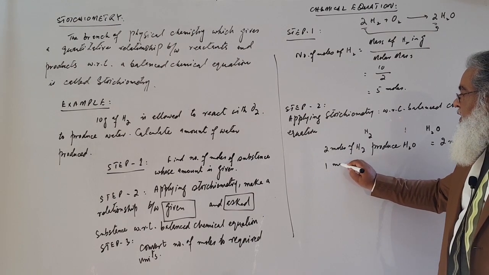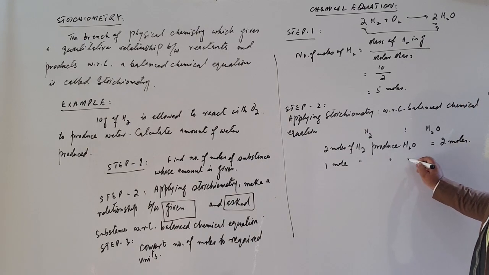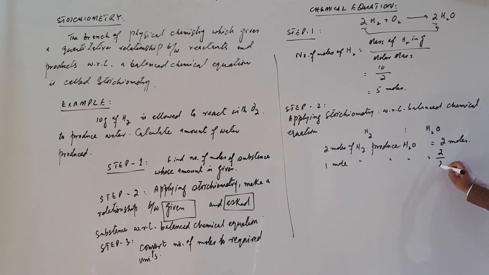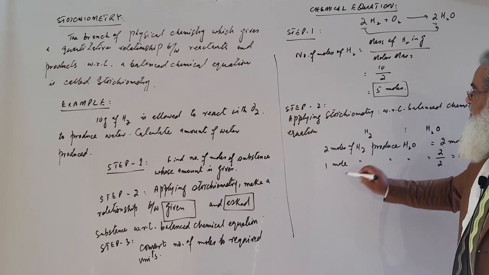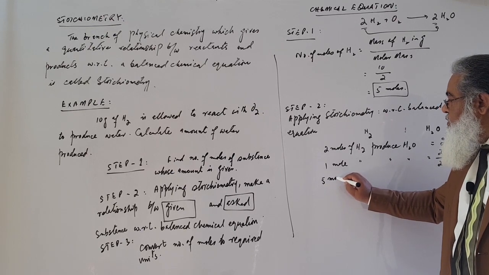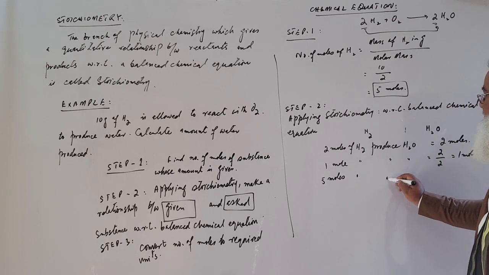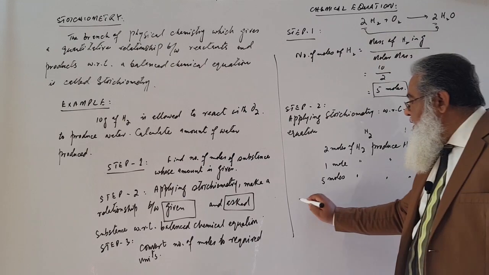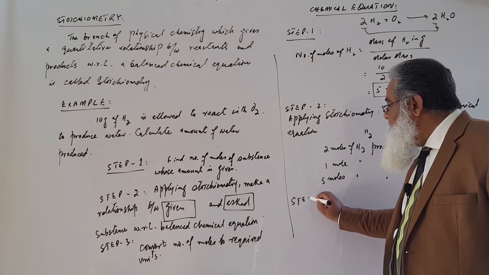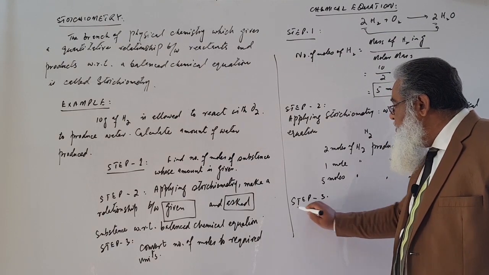1 mole of hydrogen will produce water 2 by 2, 1 mole. As we have 10 grams of hydrogen, which are equal to 5 moles, hence 5 moles of hydrogen will produce 5 moles of water. Now applying step number 3, the last step of the numerical.